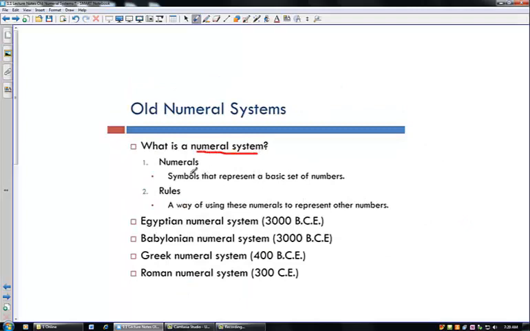It has two components. It has a basic set of symbols that represent some numbers, and it has a bunch of rules, a way of using these numerals to represent other numbers. And try to think about it in terms of our numeral system. So now I want to talk about these different numeral systems, the Egyptian numeral system, the Babylonian, the Greek, and the Roman. And we're not going to go in exactly that order.